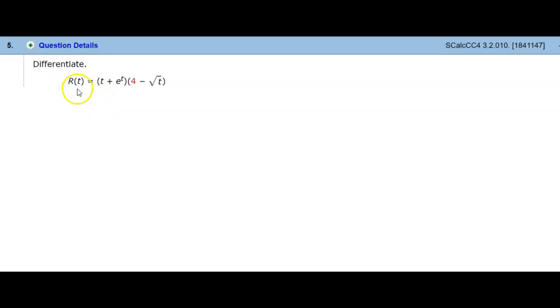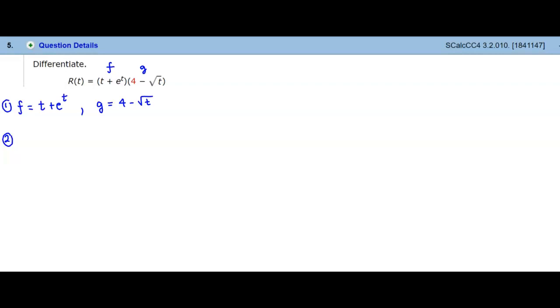Okay, here we're going to differentiate the function r of t, and we're going to use the product rule. So we're going to call the first term f, and then we're going to call the second term g. So the first step is we're going to say that f represents t plus e to the t. And we know that g is going to equal 4 minus the square root of t.